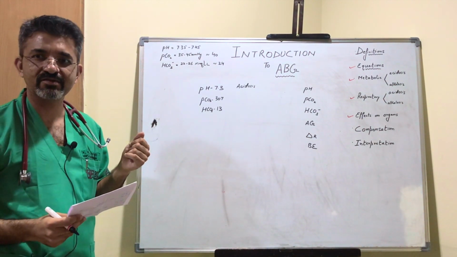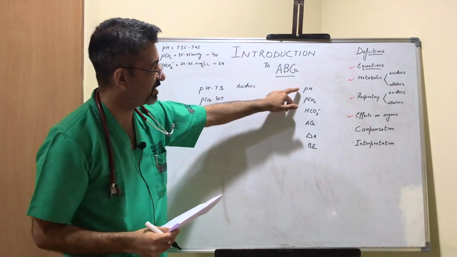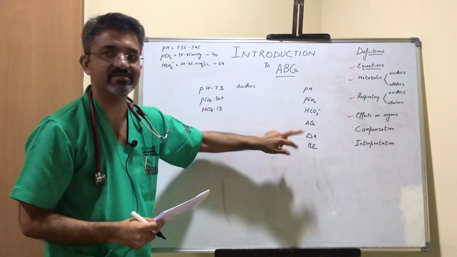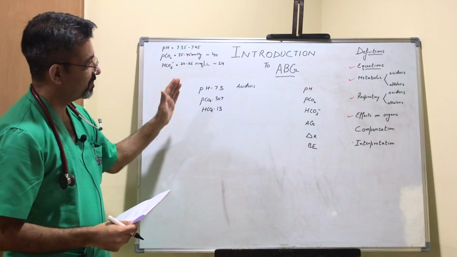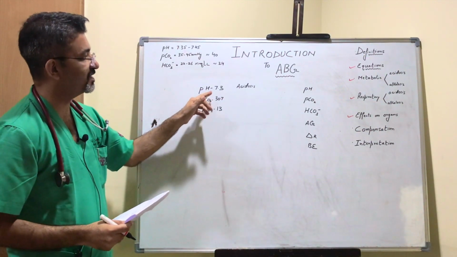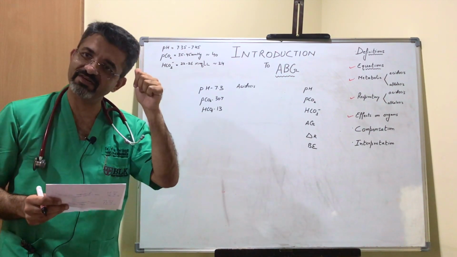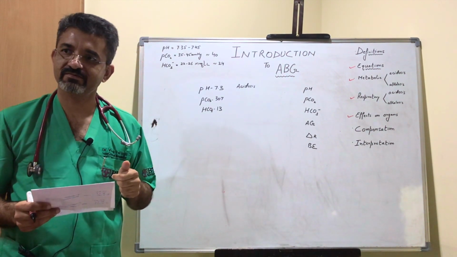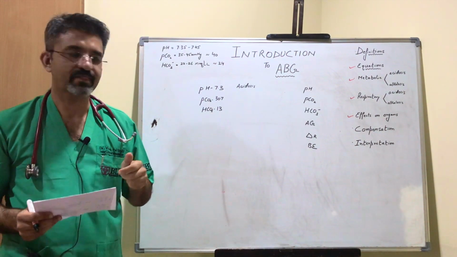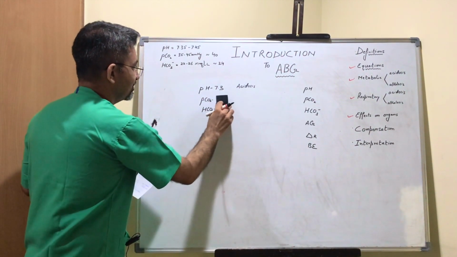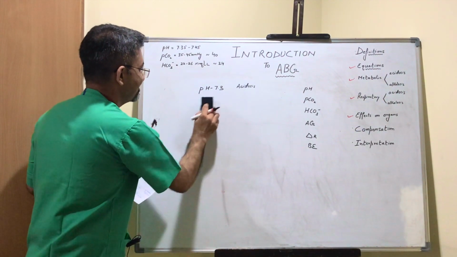What does it mean? Because as a convention, I follow this rule: first pH, then PCO2, then HCO3, then anion gap, then this. Remember, CO2 and pH will never travel with each other. They will travel in opposite direction. Sorry, I'm talking about HCO3.